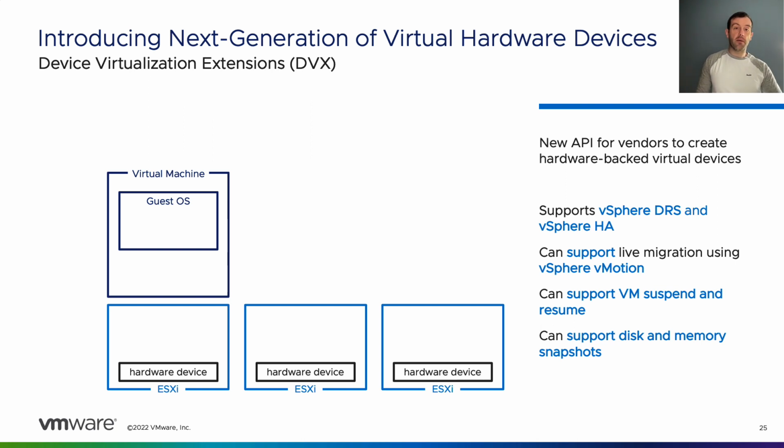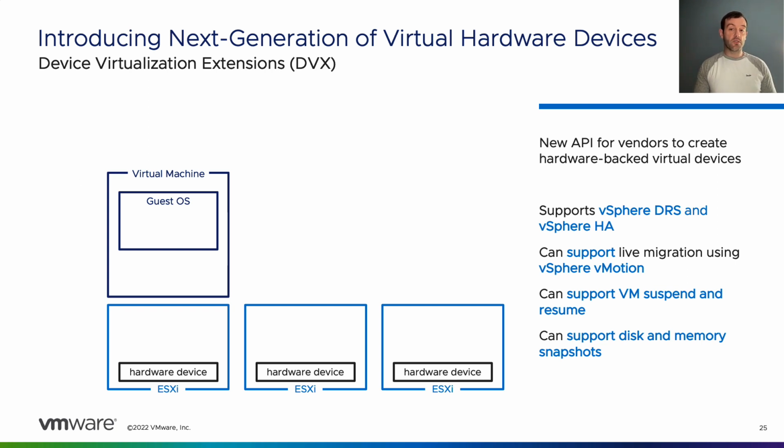Now, another area in the AIML space is what we're calling device virtualization extensions. This may not necessarily be limited to AIML workloads, but it involves virtual machines that are consuming physical hardware devices. It can be any workload that is consuming a physical hardware device. In previous releases, VMs consuming physical hardware devices using DirectPath I/O or dynamic DirectPath I/O were limited in their mobility. So you couldn't do a live vMotion, you couldn't suspend and resume the VM, you couldn't do snapshots. So you lost some of the virtualization benefits when you were consuming physical hardware using DirectPath I/O.